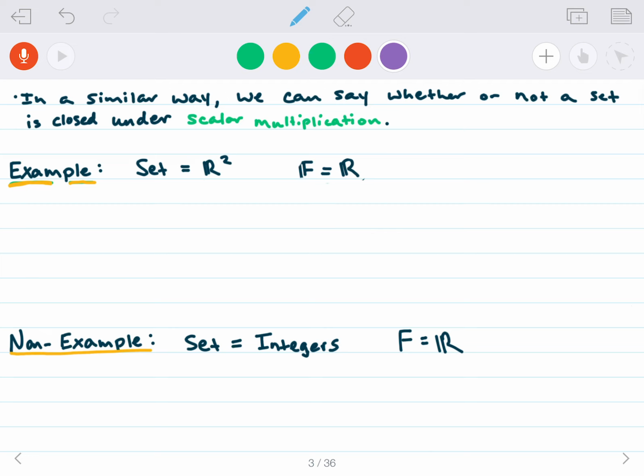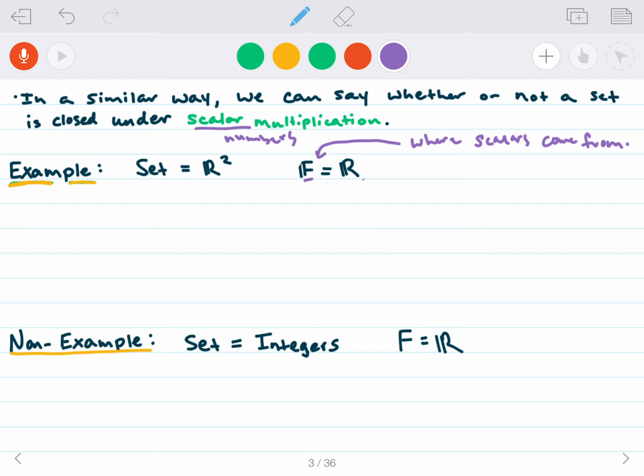In a similar way, we can say whether or not sets are closed under scalar multiplication. Scalars are just numbers, and when we say a set is closed under scalar multiplication, we need to say where our scalars are coming from, and that depends on what our field is. Our F field is where scalars come from.